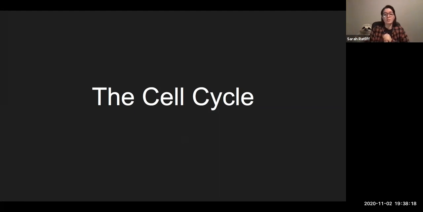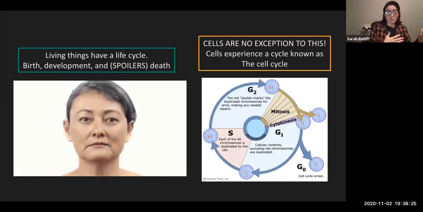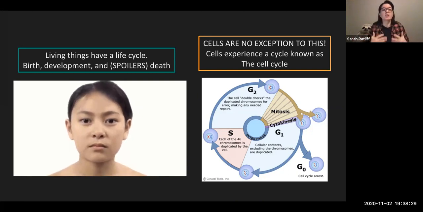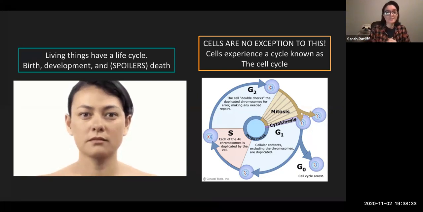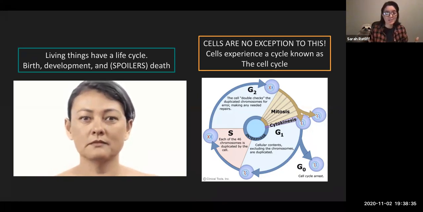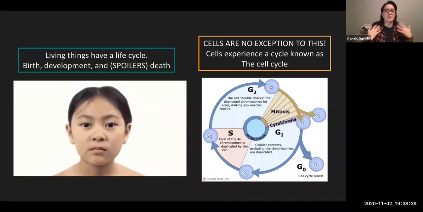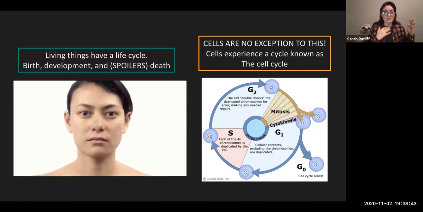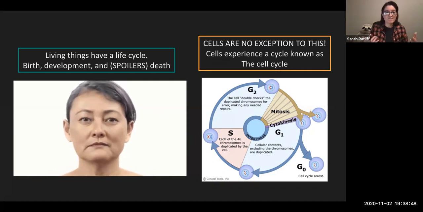Today, we're going to talk about the cell cycle. So all living things have a life cycle. We're born, we get older, we reach adulthood, then we start aging, and eventually death. Cells are not an exception to this. So it happens to our dogs, it happens to our family, it happens to plants, it happens to everything that's living. They're born, they age, they die. Cells do the same thing.